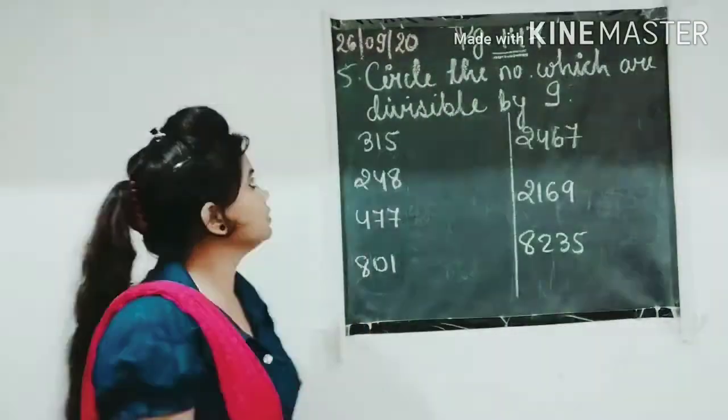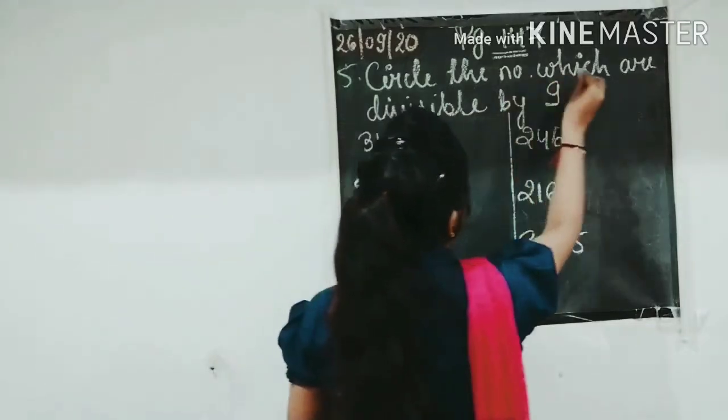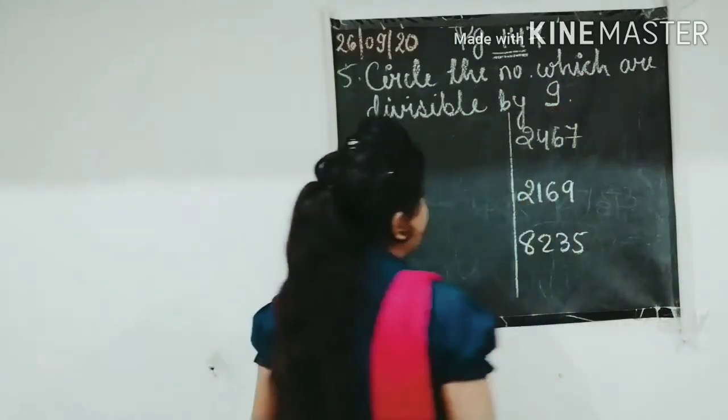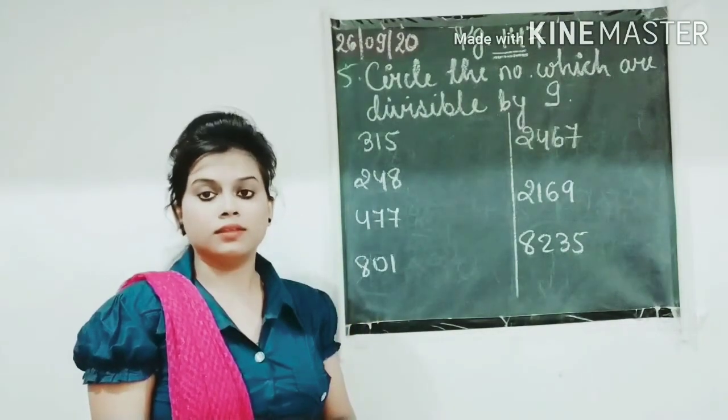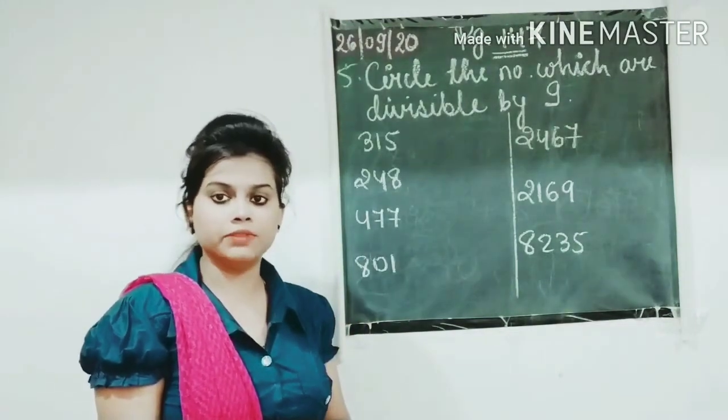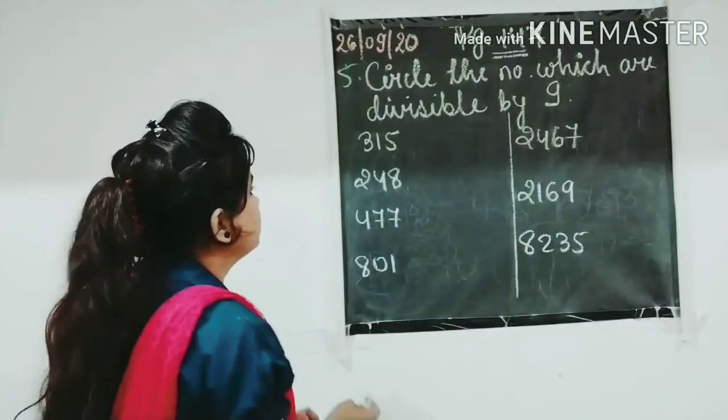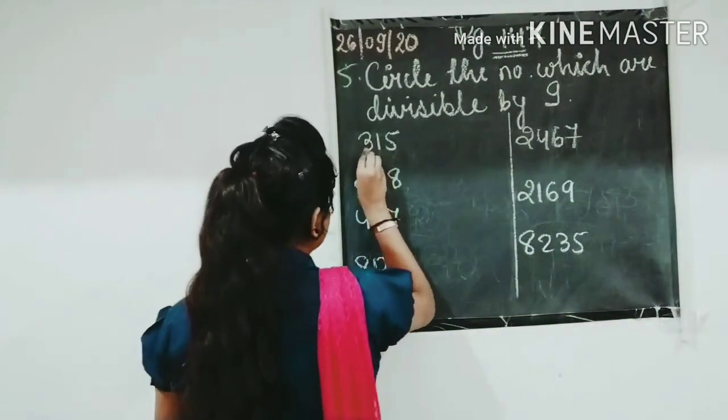See next question. Question number 5. Circle the numbers which are divisible by 9. Now the condition for divisibility by 9 is the sum of its digits is divisible by 9. Okay. So let us sum the digits.